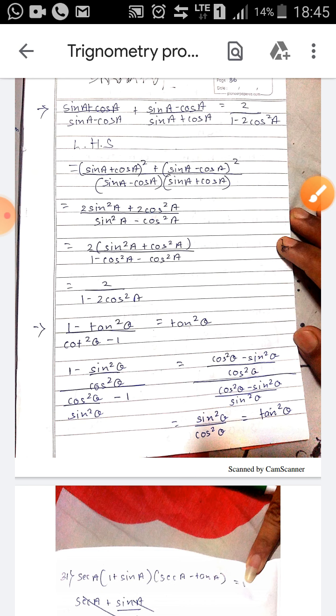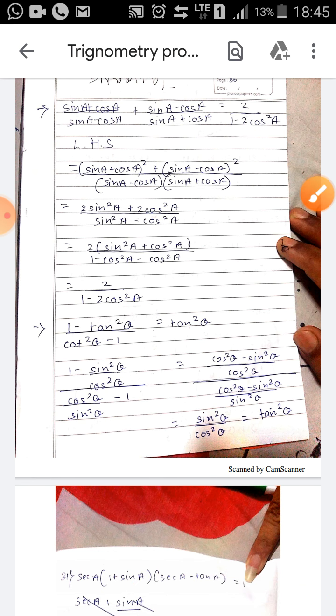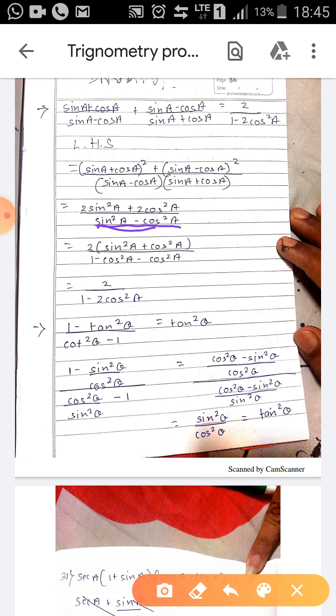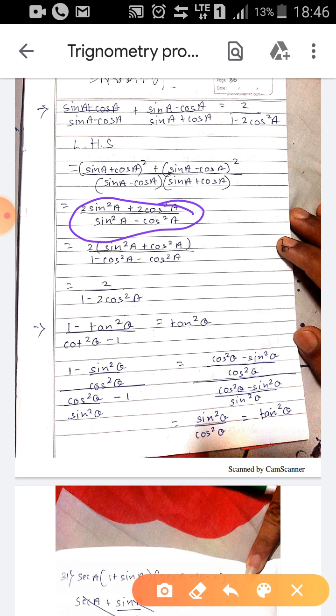So what can I do in the numerator? I can take 2 common, and what I get within the bracket is sine square a plus cos square a. Now look below the line which I am making. You're not looking at the top, I'm not underlining anything, I'm marking this thing, and you're looking below it, because there is very little space for my fingers to get in. This sine square a plus cos square a is 1, so 2 into 1 is 2, which I've written in the numerator. And in the denominator I had got sine square a minus cos square a.